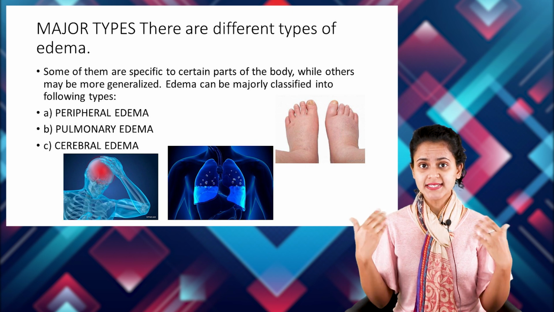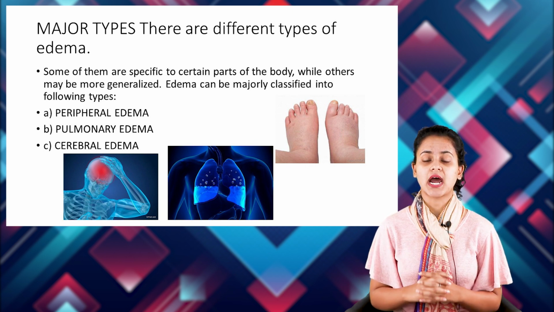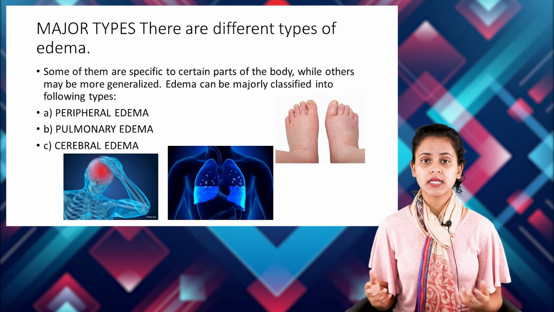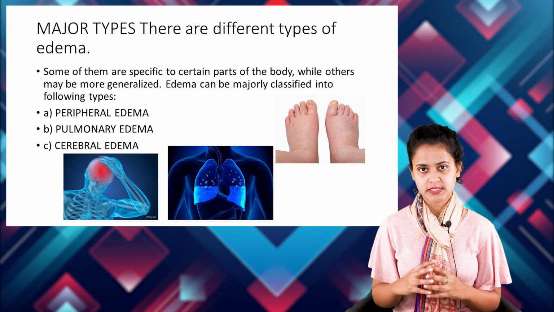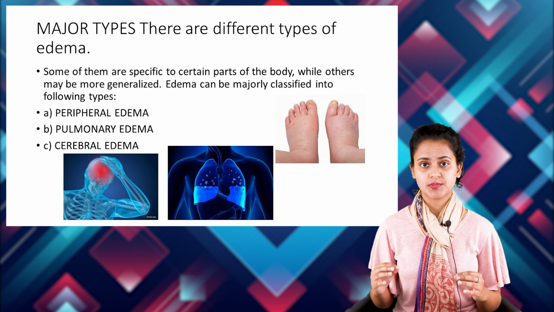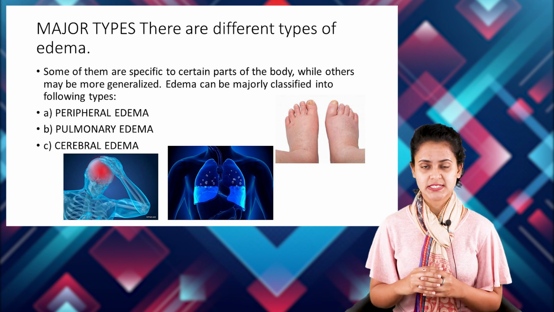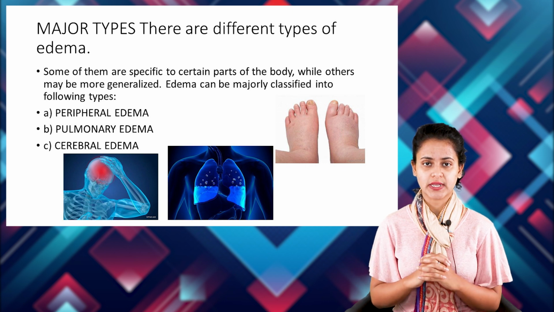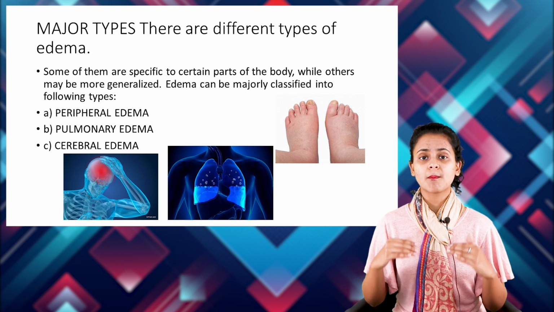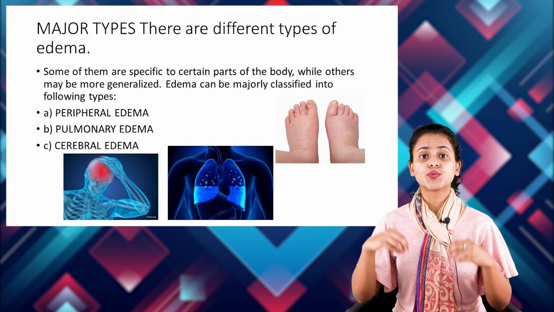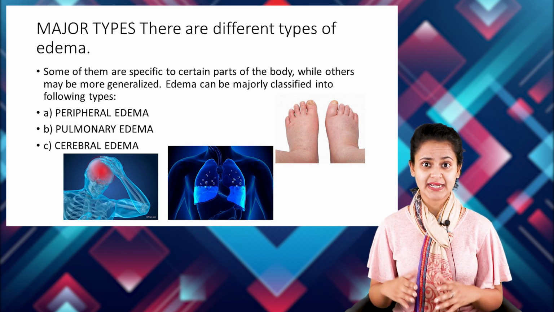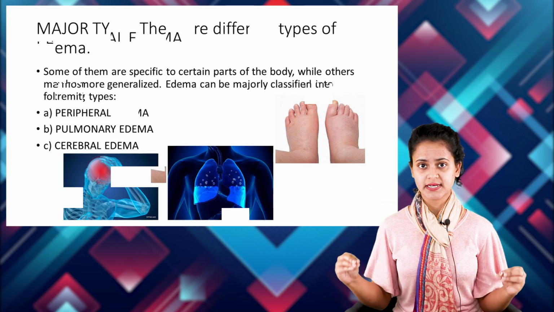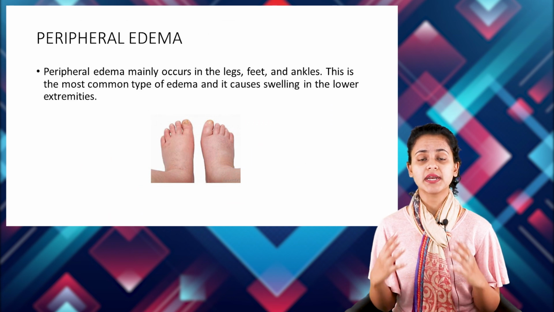Depending on this classification, edema can be classified under three major categories. The first one is peripheral edema, the second is pulmonary edema, and the third is cerebral edema. This three-way classification is done based on the location involved in the process of edema. These three, peripheral, pulmonary and cerebral edema, are the most common types of edema found among clients seeking medical care within a clinical setup. So now let us study peripheral edema.